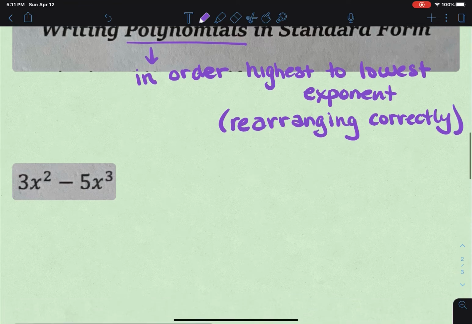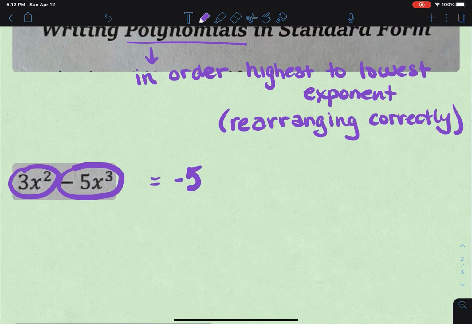Okay, so if I look at this first one, I have 3x squared minus 5x to the third. So I'm going to pretend like there's one term and there's the second. The highest exponent I have is x to the third. So when I rewrite it in standard form, that's going to go first. Then I have that 3x squared, and I assume that 3 is positive, so I'm going to write plus 3x squared. So I rewrote it with the highest exponent down to the lowest.